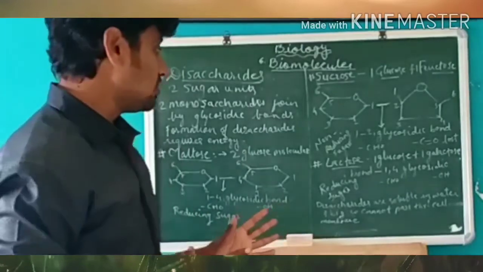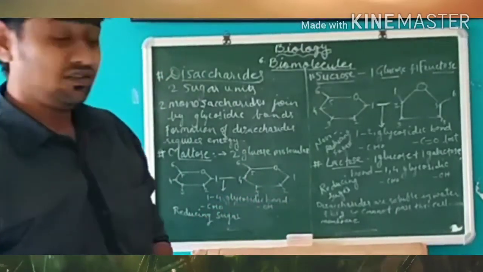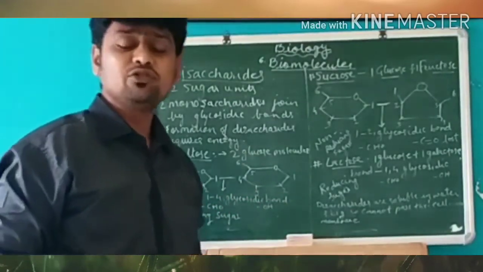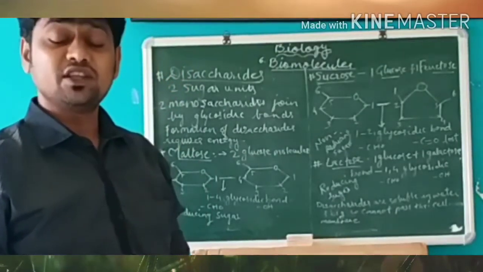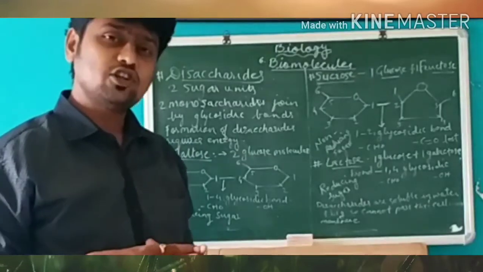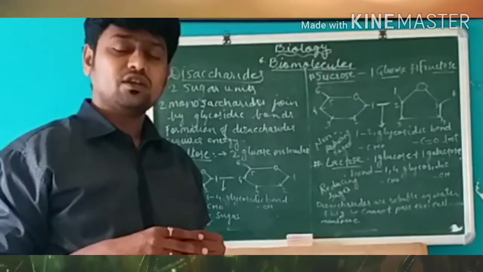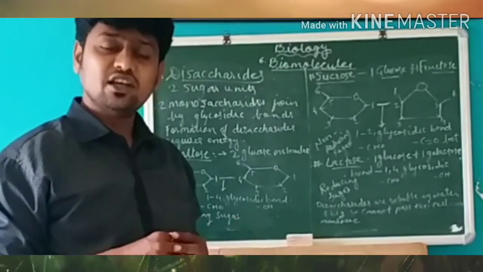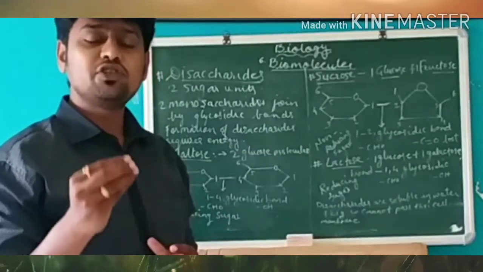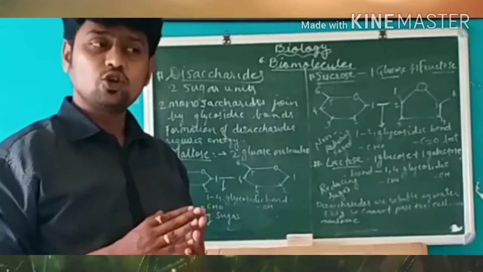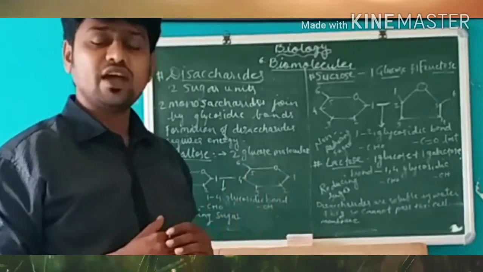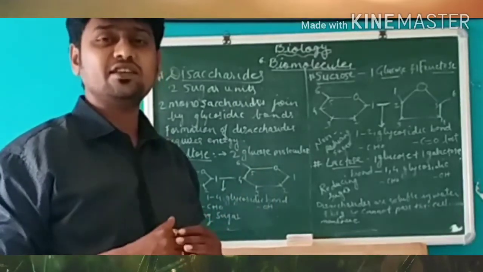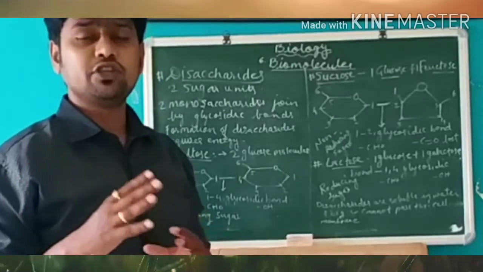Whether a disaccharide is a reducing sugar or a non-reducing sugar depends on whether the functional groups are present or not. If a free functional group is present in the disaccharide, then it is a reducing sugar, and if functional groups are not present after the formation of the disaccharide, then it is a non-reducing sugar.